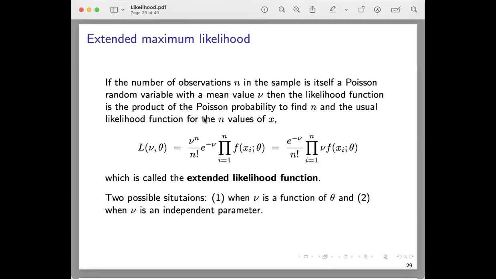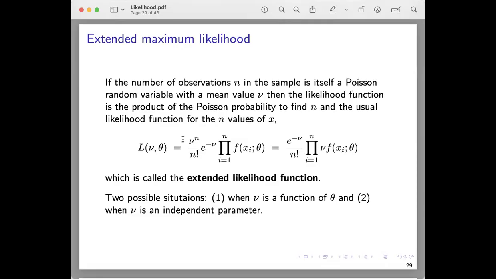So in that case, you can treat that number again as a random variable with a mean value, or expected value, nu. And then, in addition to the joint PDF for the parameter, you also multiply an additional Poisson probability, which defines the Poisson probability to find n, given the actual value is nu. So that gives you a Poisson probability in this part.